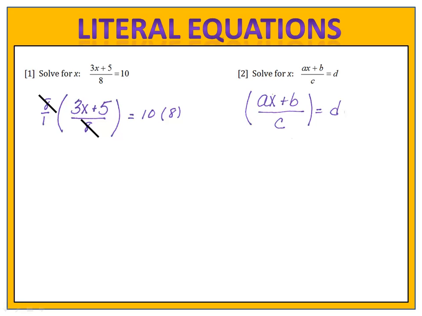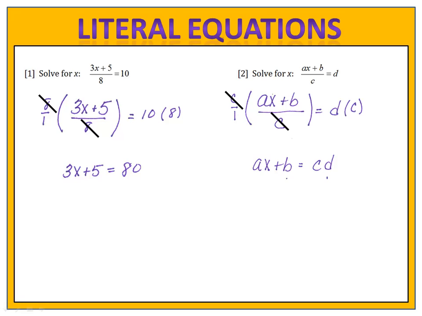On the literal equation, we'll do the same thing. The denominator in that case is c, and so we'll multiply both sides of the equation by c so that the c's on the left-hand side cancel out. My equations are now much simpler: 3x plus 5 equals 80, and ax plus b equals cd.